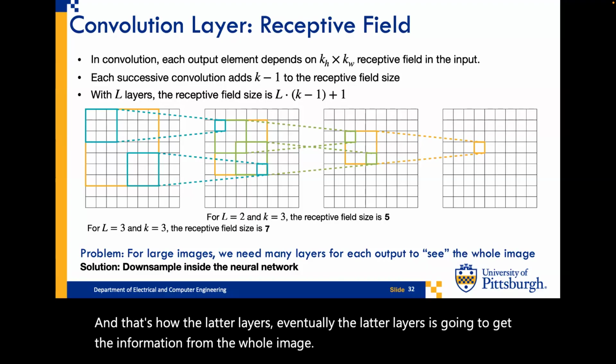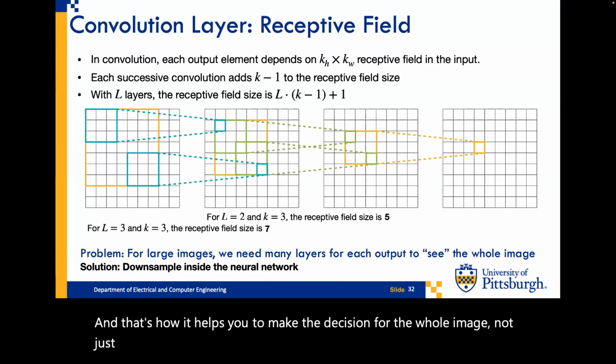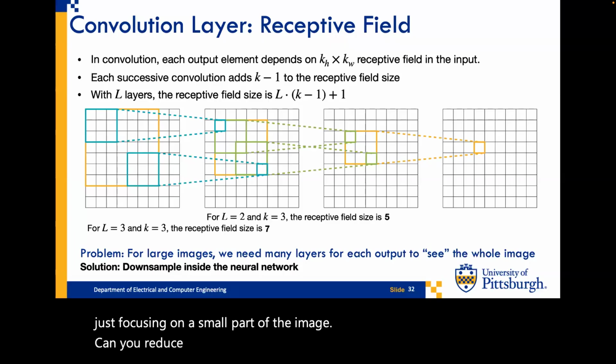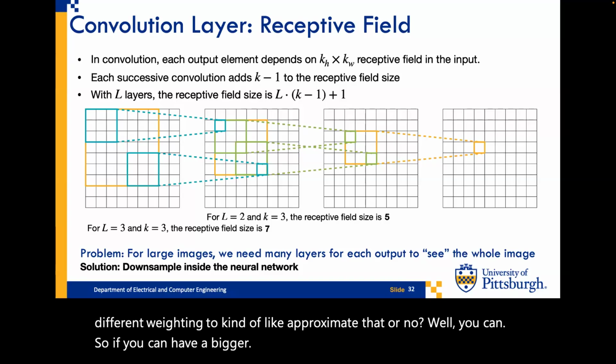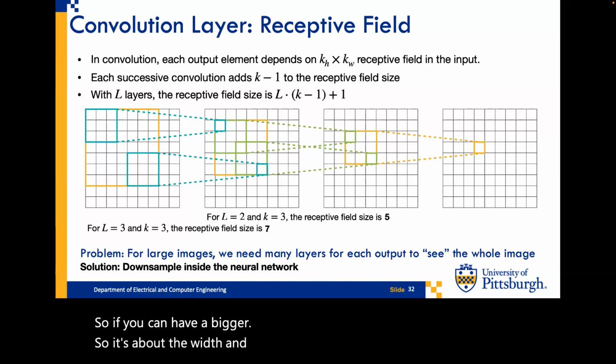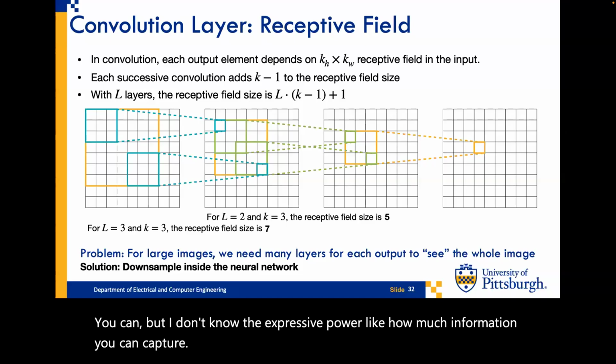And that's how it helps you to make the decision for the whole image, not just focusing on a small part of the image. Yes. Can you reduce the number of layers by having a bigger kernel with different weighting to approximate that or not? Well, you can. It's about the width and depth trade-off of the network. You can, but I don't know the expressive power, how much information you can capture for these two different designs.